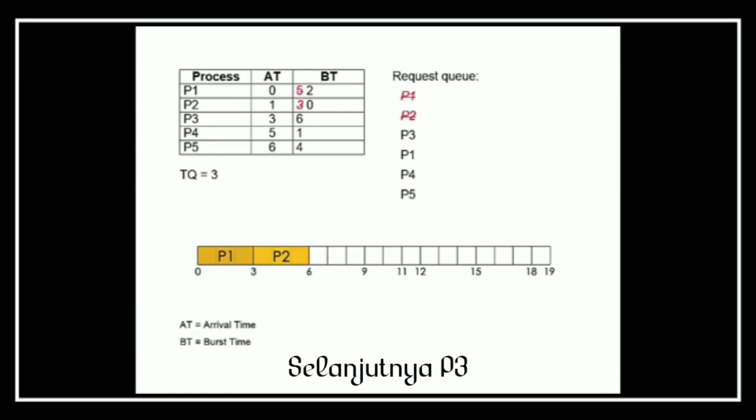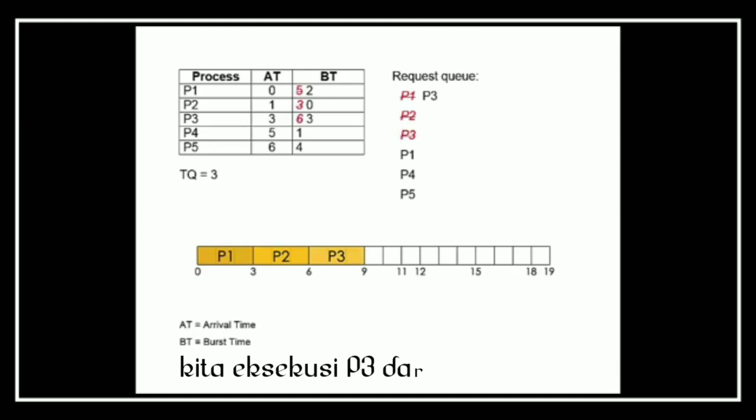Next in queue is P3. So we execute P3 from 6 to 9 seconds, which leaves P3 with the remaining time left of 3. Since P3 has not been completed fully, we put it back in queue to execute it another time.